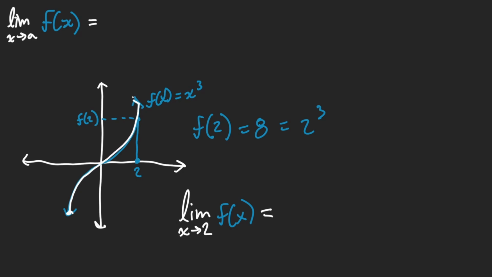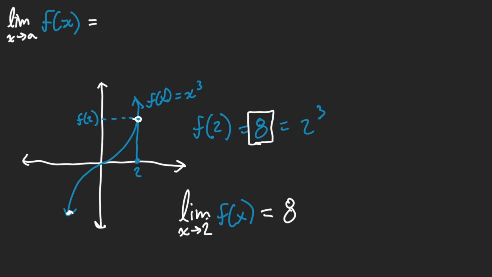And so what this means is at any point on the graph, if we take the value of f of x, so f of 2, which is 8, it's going to equal the limit at that point. So this would also equal 8. But that still doesn't really answer our question. What is a limit? What does this mean?